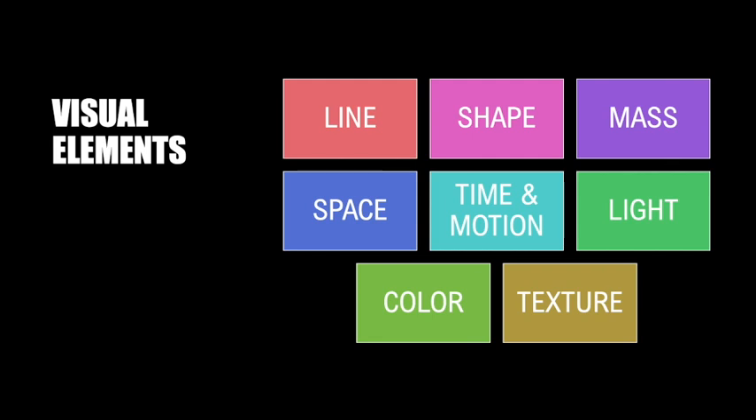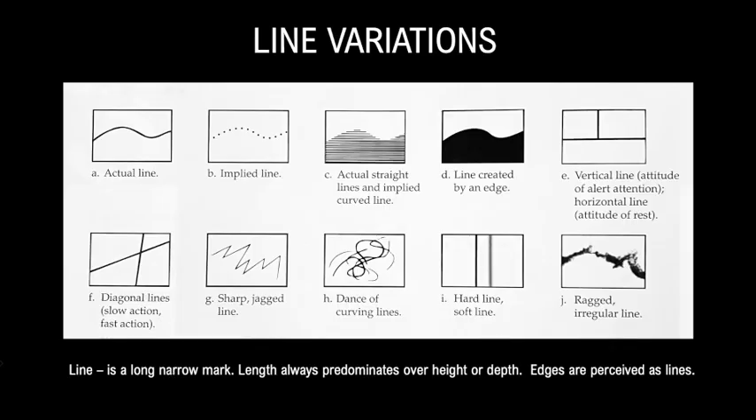Most people are very familiar with these terms, but we're going to apply them to works of art. We're going to discover these visual elements inside of works. First off, let's begin with line. Here we can see a variety of variations on line.